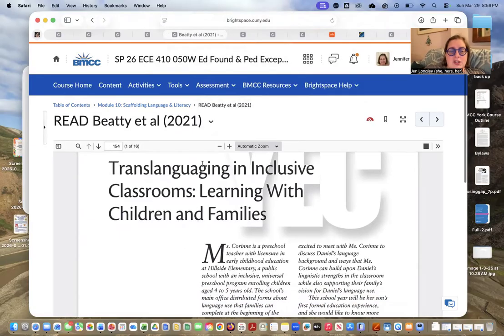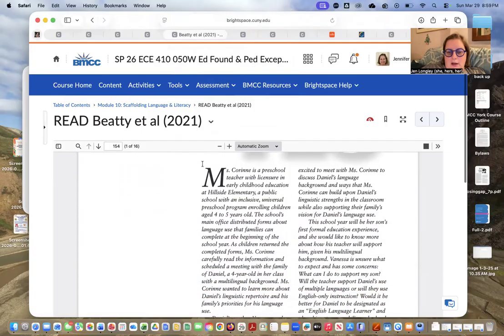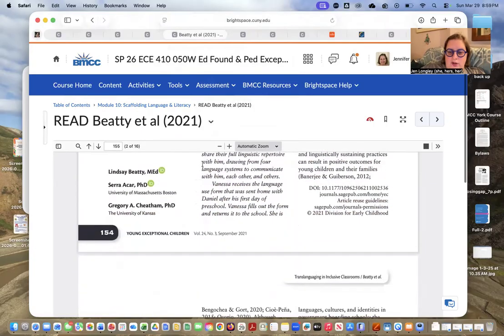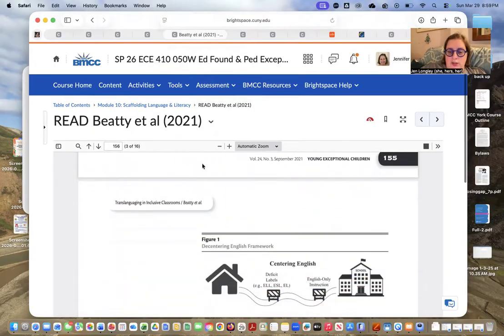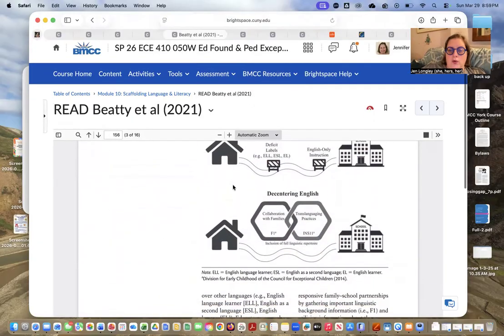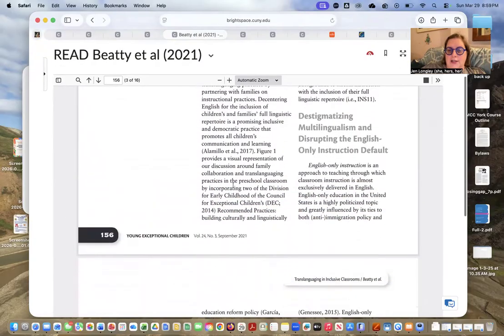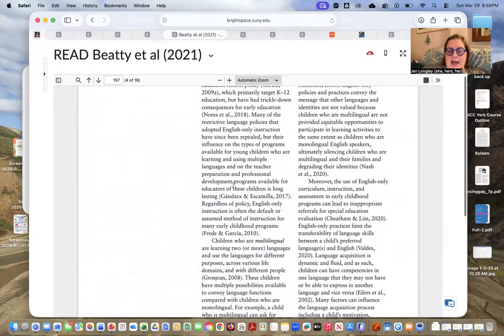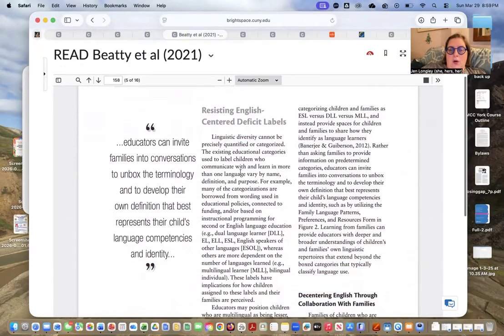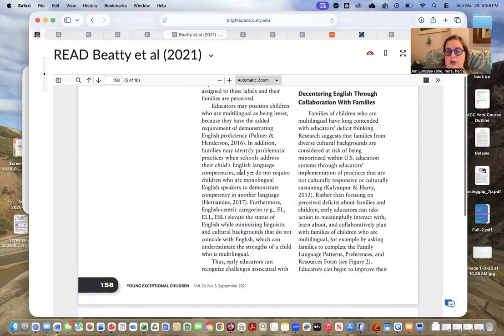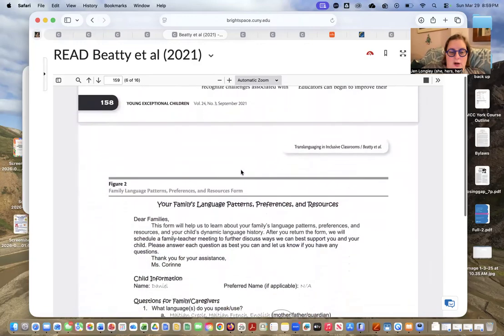And there's translanguaging, which is an important tool for children who are multi-language learners. And so it talks about what translanguaging is and how to use it with young children. And so I would suggest that you read through this article.